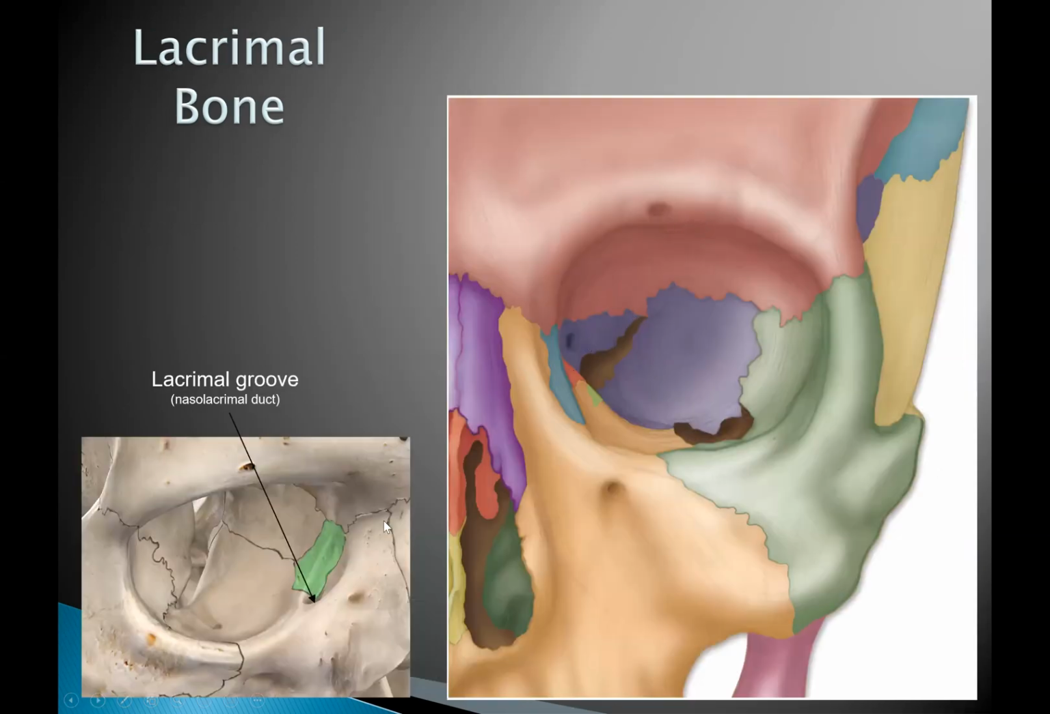Lacrimal bone, tiny bone right here. So this one in blue, this is the lacrimal bone. Do you know what the lacrimal gland is for? What's lacrimal mean? Tears. Tears, yes. So there's a lacrimal bone, in green right there. And then right below it is a lacrimal groove. Lacrimal groove. It's for your nasal lacrimal duct.